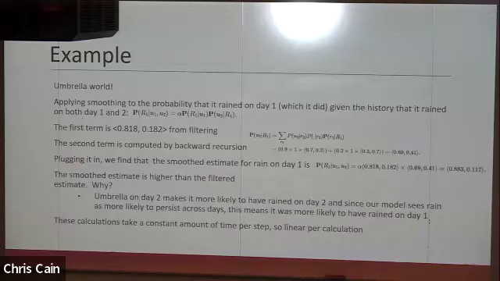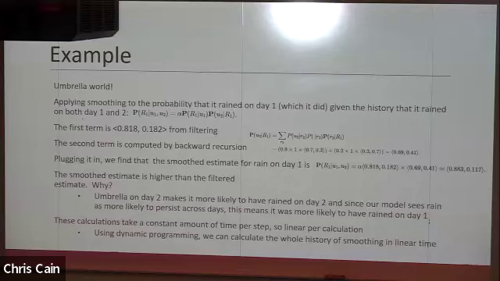So the calculations for backwards recursion take a constant amount of time per step, linear per calculation, which is not bad. If we use dynamic programming and store this as we go, so we're not recalculating anything, the entire history of smoothing can be done in linear time, which is really cool.